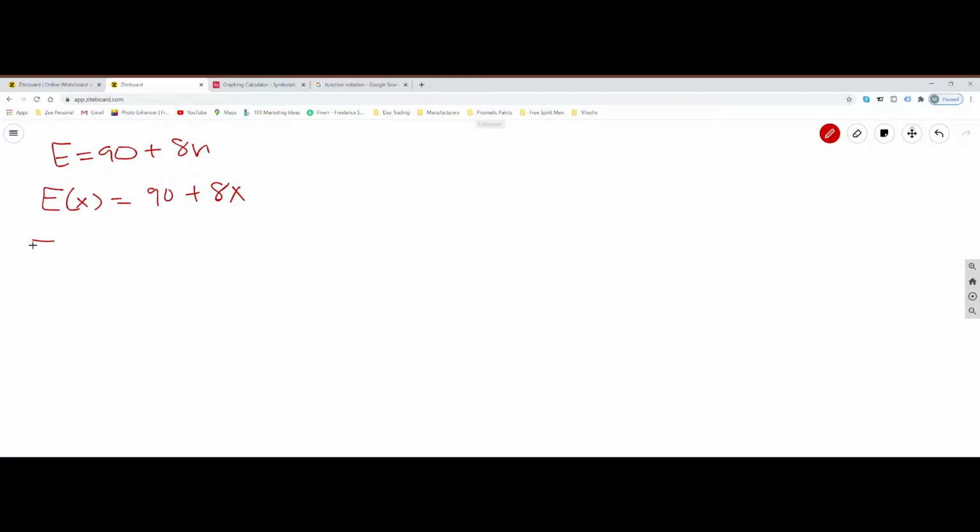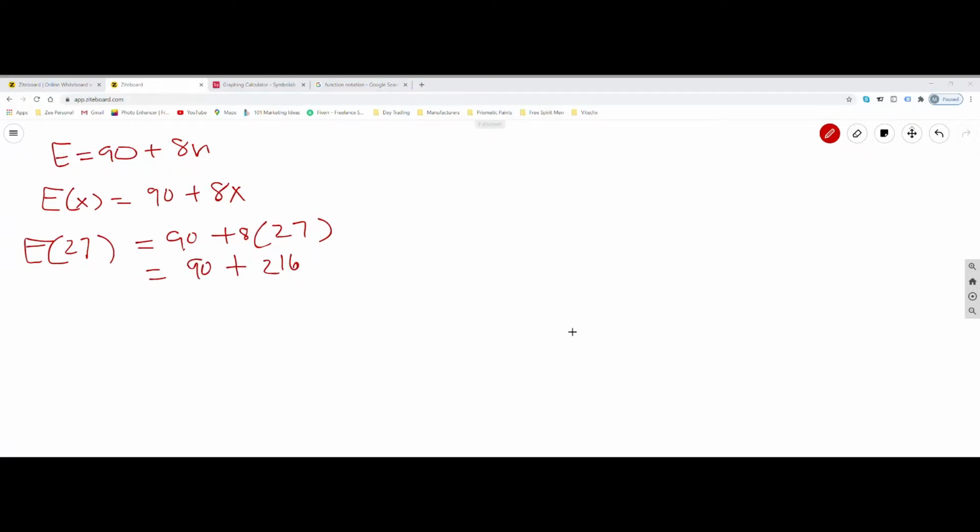So it's saying find E at 27. E(27) equals 90 plus 8 times 27 equals 8 times 27 is 216, plus 90 is 306. So after selling 27 bags, the earnings would be $306.